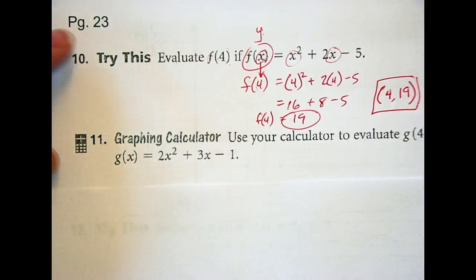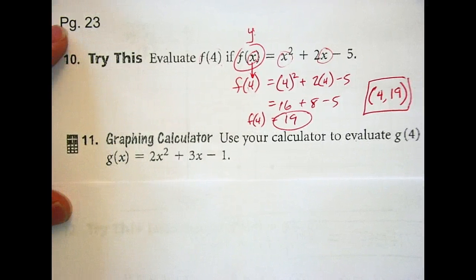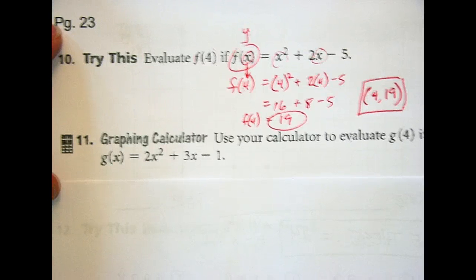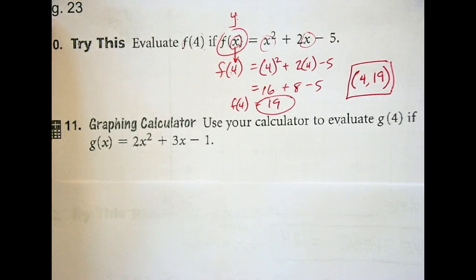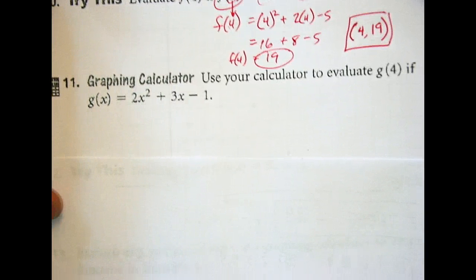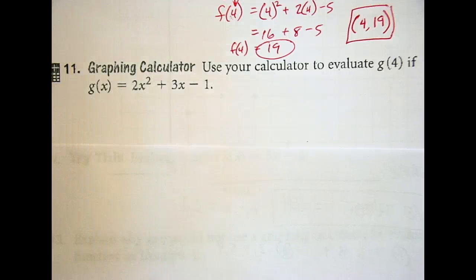All right, the next one says graphing calculator. Use your calculator to evaluate g of 4. I'm not going to have you use your calculator. We're going to do that by hand. If g of x equals 2x squared plus 3x minus 1. I wouldn't have you use your calculator on it because I think it would take a little longer than we need to spend on it. Plus, I want you doing it by hand. So give that one a go. Finish up numbers 12 and 13 as well. All right. Good. Time's up.